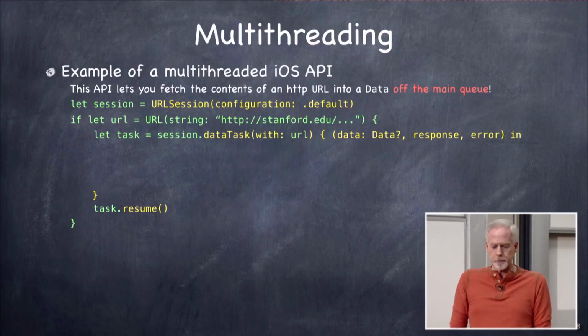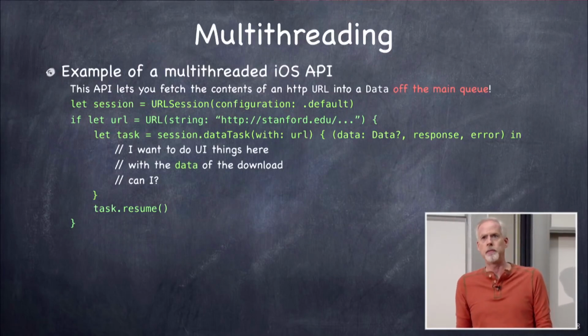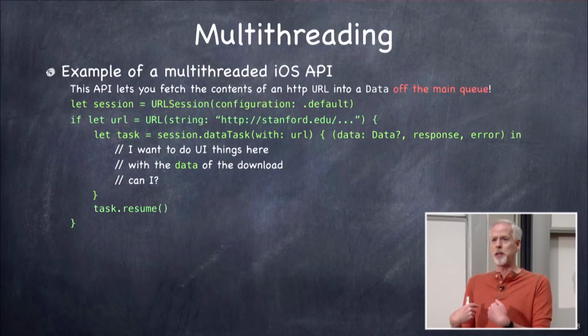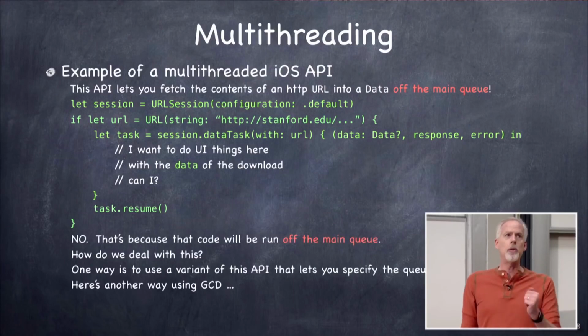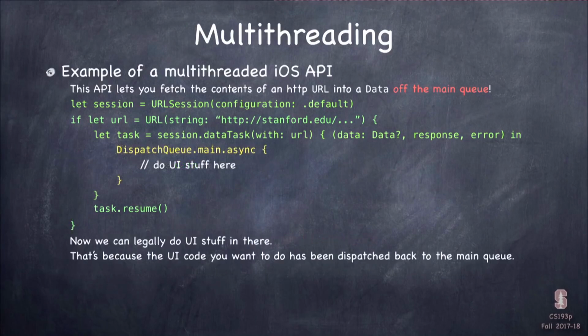Now the interesting thing about this closure is it's executed off the main queue. So if you want to do UI things in there, which you might well want to do because you want to do something with the data you got back and put it in the UI, can you do it in there? The answer is no, you cannot, because you cannot do UI stuff off the main queue. But what if I need to do UI stuff? How do I do it? Well, you're just going to dispatch back to the main queue in there. Dispatch queue main, get the main queue, async, put the closure on that queue, and you do your UI stuff in there.